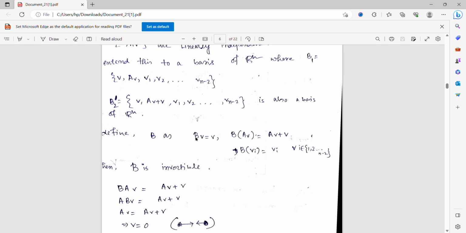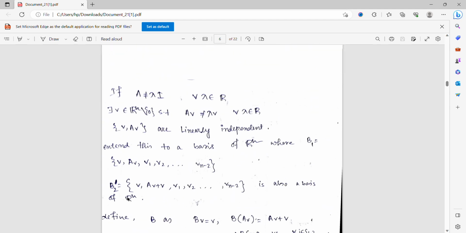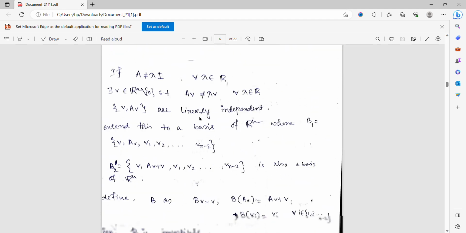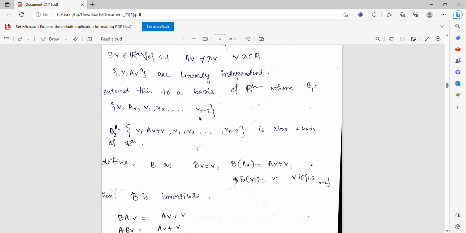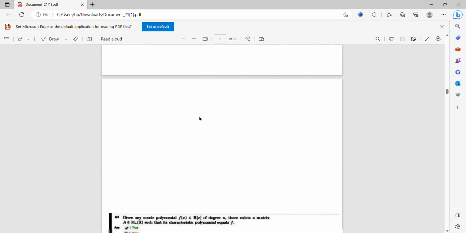Again, BV, what is BV? BV is V by our construction. Then AV equals AV plus V. That will imply V is 0. But we already assumed that V is a non-zero vector, right? So that's a contradiction. So definitely AV and V are linearly dependent. Since AV and V are linearly dependent, I can always have a lambda such that AV equals lambda V. Okay, so we are done.